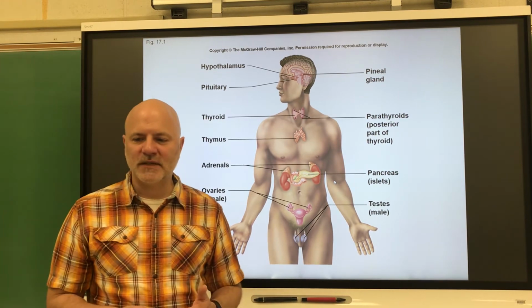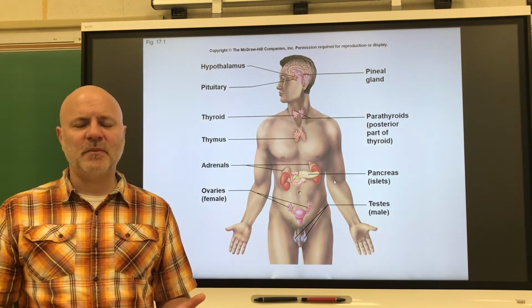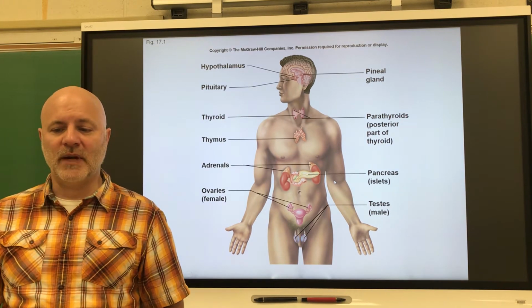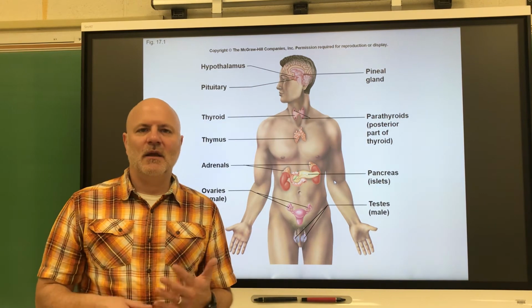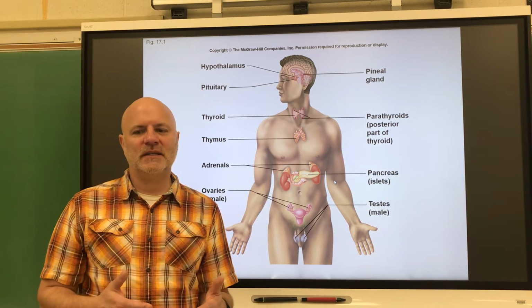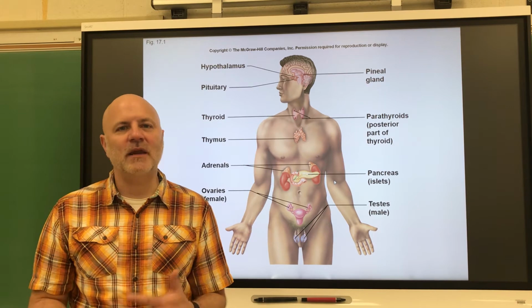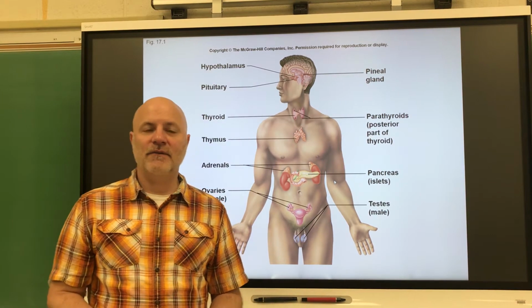Next is secretin. This is made by the small intestine. This increases pancreatic bicarbonate secretion. So when food leaves our stomach, it's pretty acidic, and so it goes from there into our small intestine, and so we secrete this bicarbonate to neutralize that acidic food from the stomach.